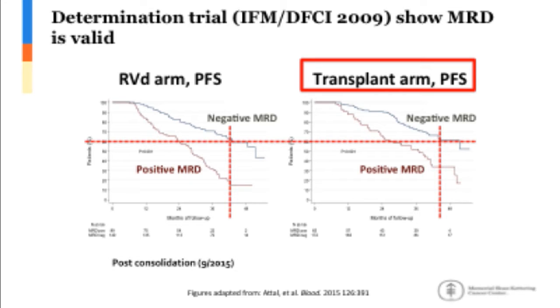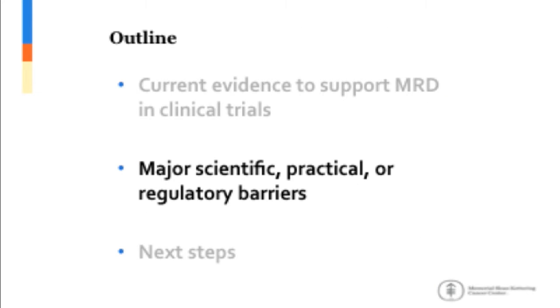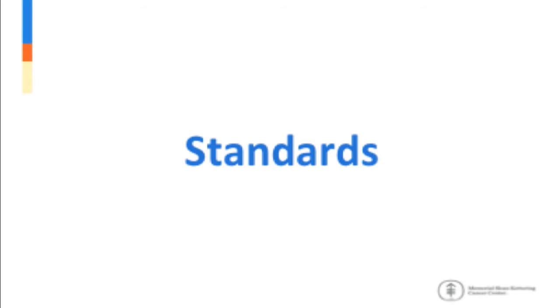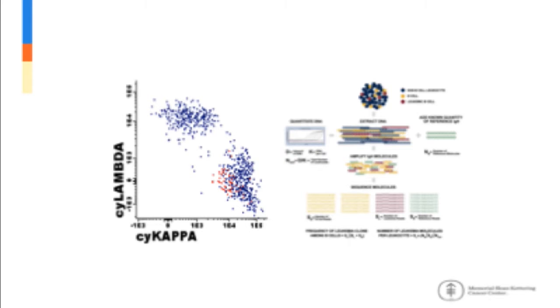Major scientific and practical regulatory barriers that we have in this disease. We have for a long time been lacking standards, and that's what we heard this morning. A few weeks ago, we had a publication that took care of this dilemma you see on this slide. On the left, you have flow cytometry, and on the right, you have sequencing-based MRD testing. There has been a lot of discussion whether you should use one or the other because they have different sensitivity.